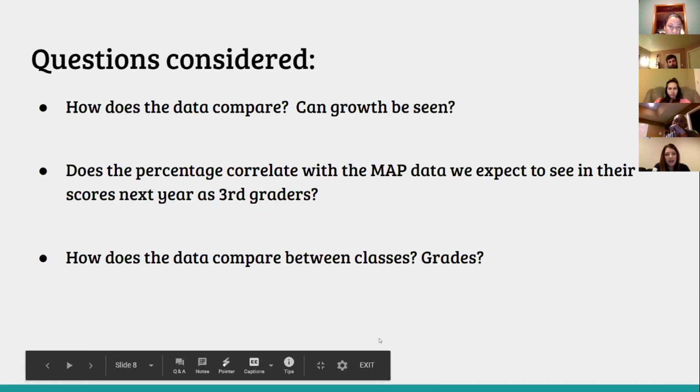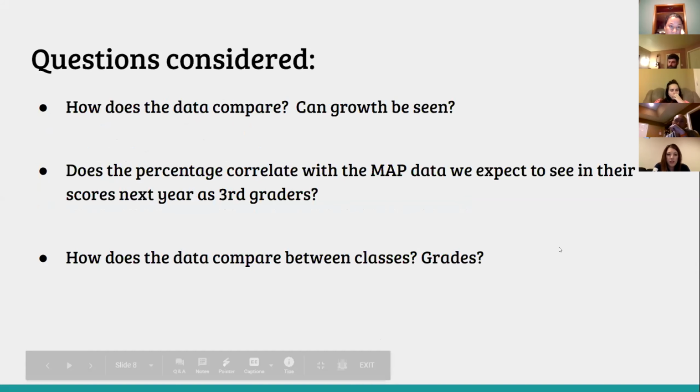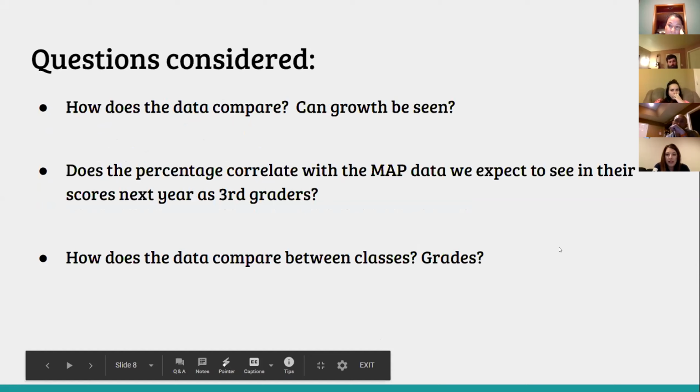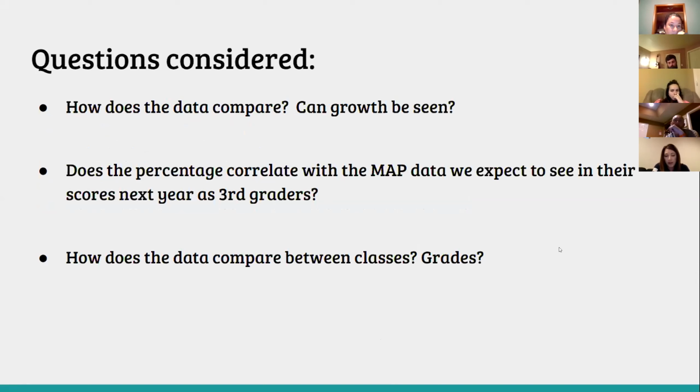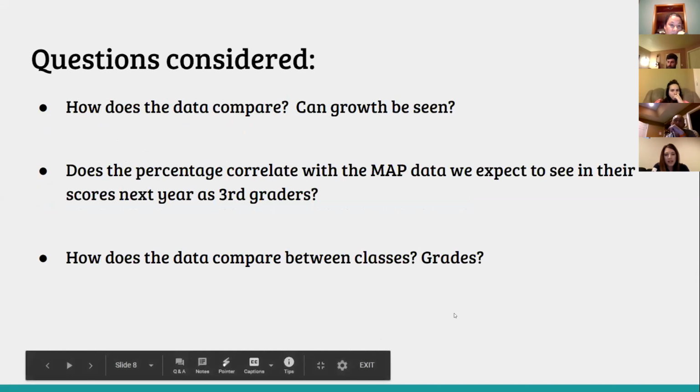The things I considered: how does the data compare? Can growth be seen? Does the percentage correlate with the MAP data we expect to see for these students next year as 3rd graders, which ended up changing since we didn't get to finish? And then how does the data compare between classes and grades?